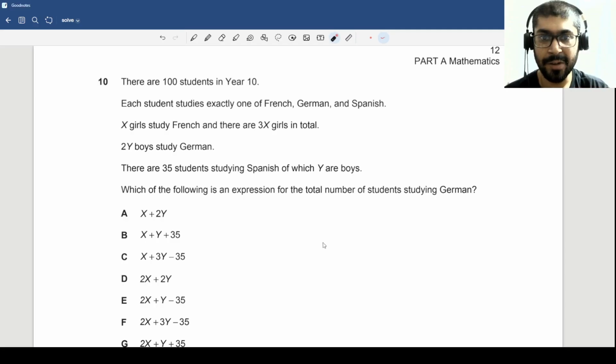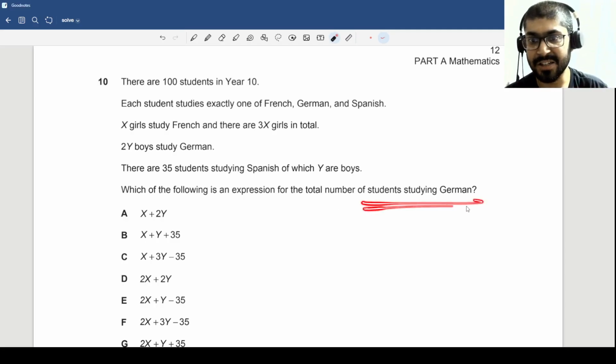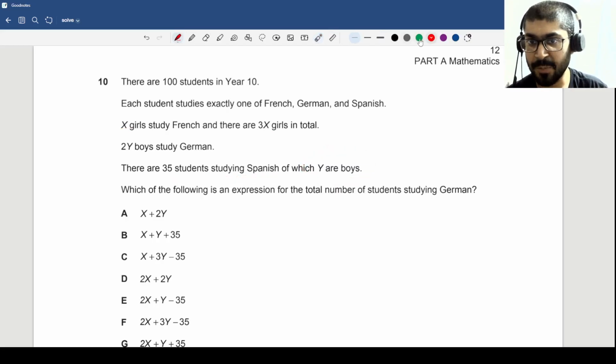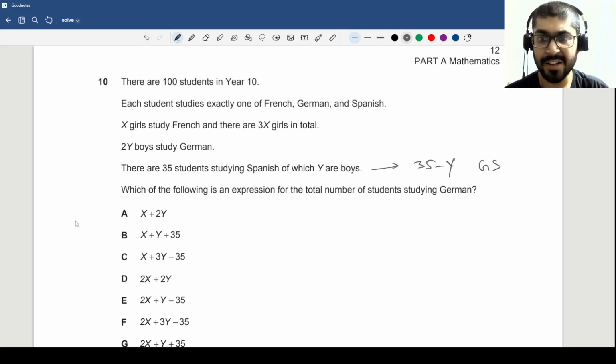What does it say? We have to calculate the total number of students studying German. Now what is given? x girls study French, and there are 3x girls in total. 35 students study Spanish, out of which y are boys. So that means how many girls are studying Spanish? Girls studying Spanish will be 35 minus y. So this is girls, Spanish.